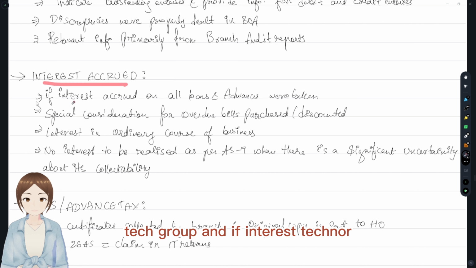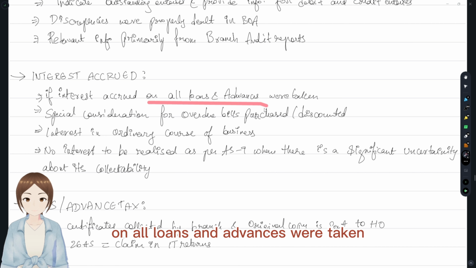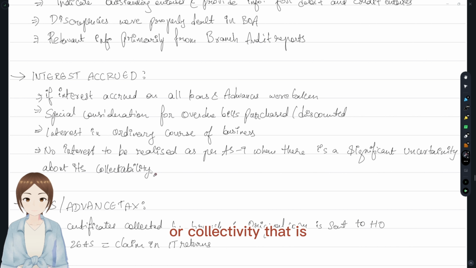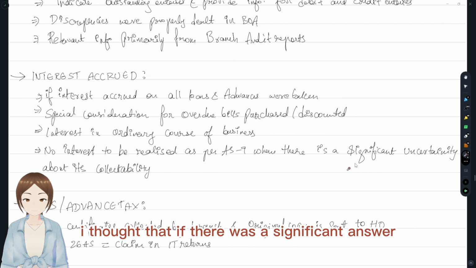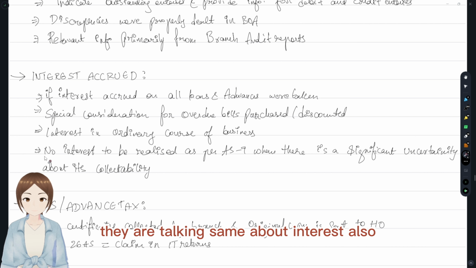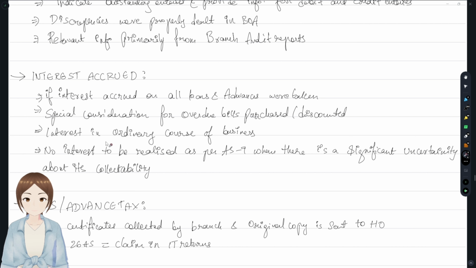Interest accrued: check whether interest accrued on all loans and advances was taken, with special consideration for overdrafts and bills that were purchased or discounted, interest in the ordinary course of business. No interest is to be recognized as per AS 9 where there is significant uncertainty about its collectability. That is, we'll read it in Ind AS 115, right? If there is significant uncertainty about the collectability, you should not recognize that income. They are talking the same about interest also. Interest in ordinary course of business.